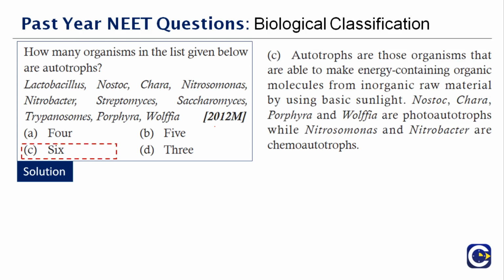So what all comes under here? Just count here. You have Nostoc, Chara, then Nitrosomonas. They are all chemoautotrophs. Nitrobacter, then you have Porphyra and Wolffia. So all these are examples of autotrophs. The only thing is that Nitrobacter and Nitrosomonas are chemoautotrophs. They use an inorganic source, but still they are not dependent on any other source. Therefore, the correct answer is option C.